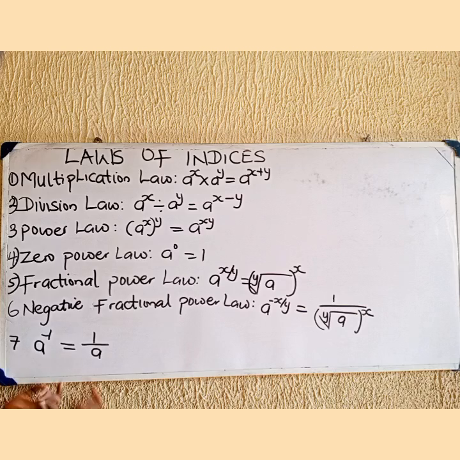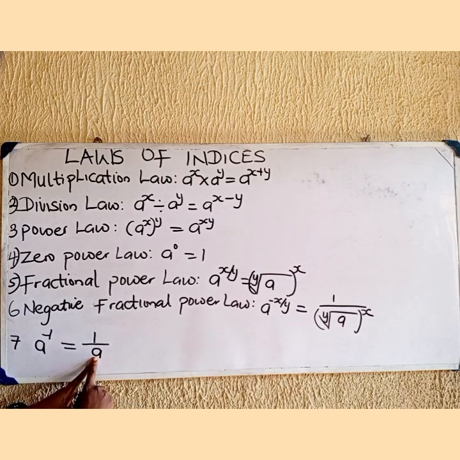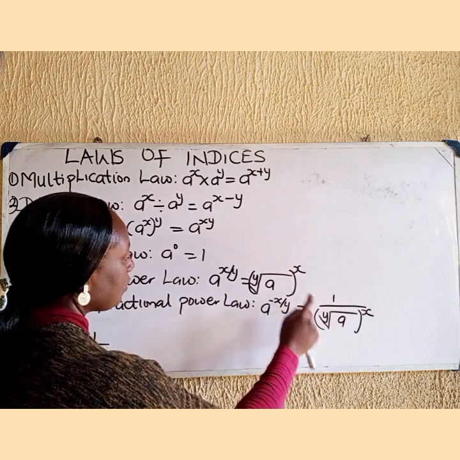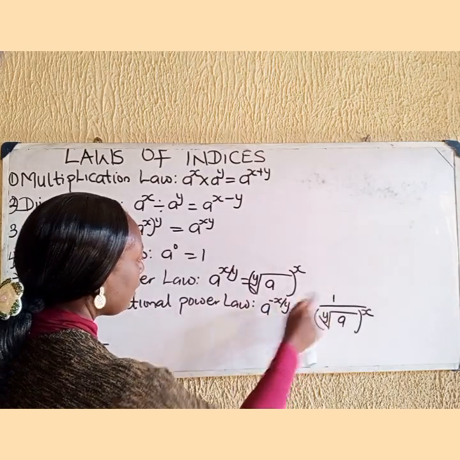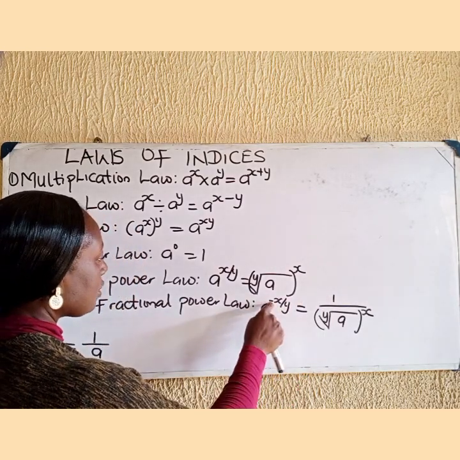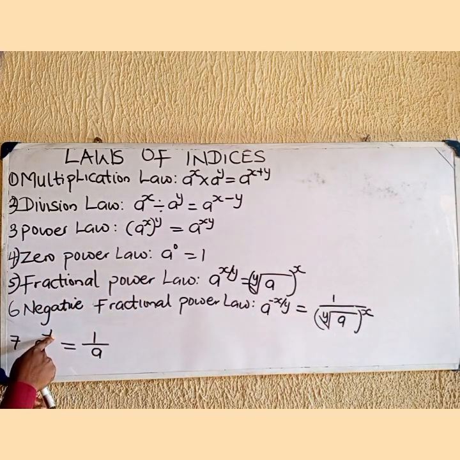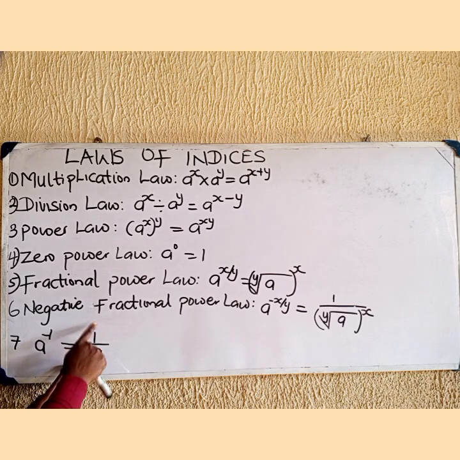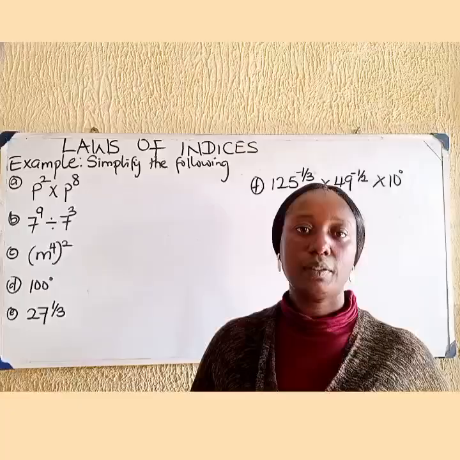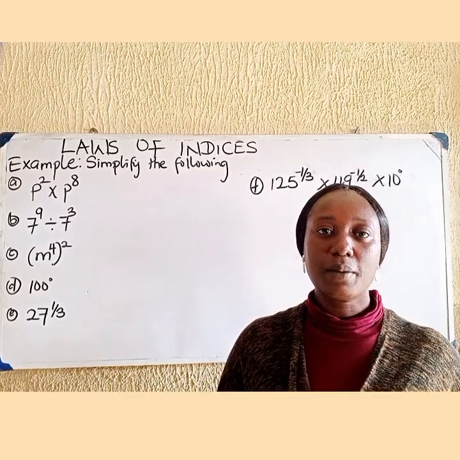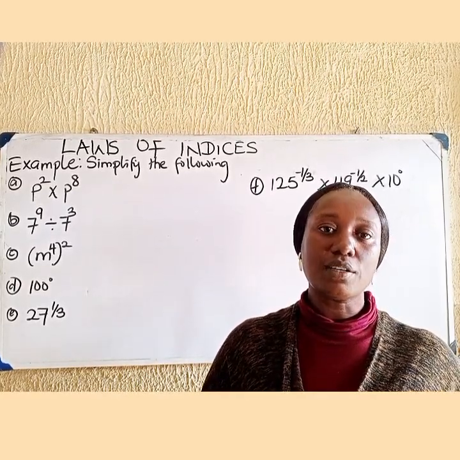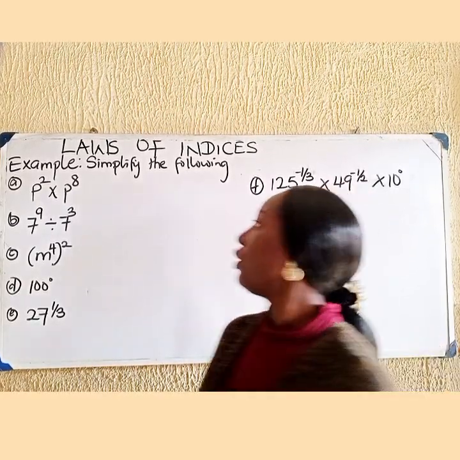Now the seventh one: anytime you have something raised to power minus 1, it means 1 over that number. It is the same thing we said here, that anytime you have minus here, it means 1 over. So a raised to power minus 1 is the same thing as what? 1 over a. Now let's solve some examples based on the laws of indices.